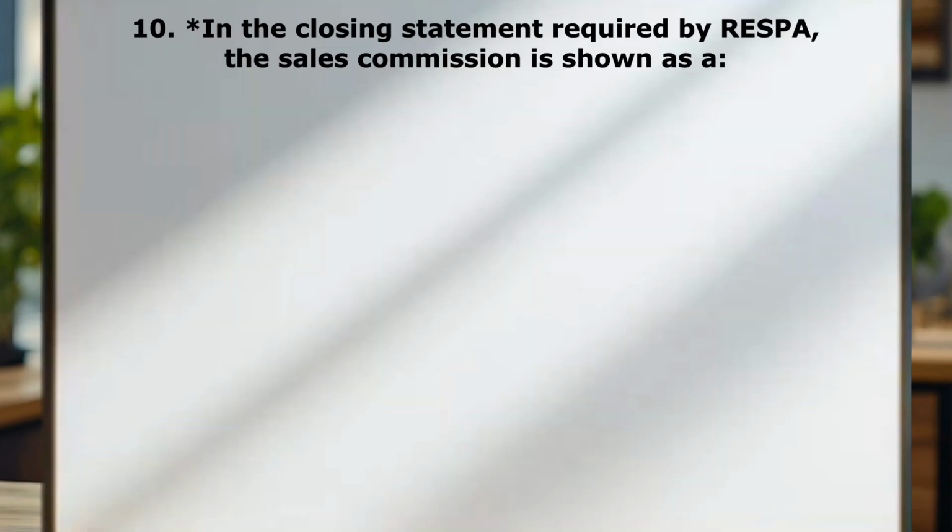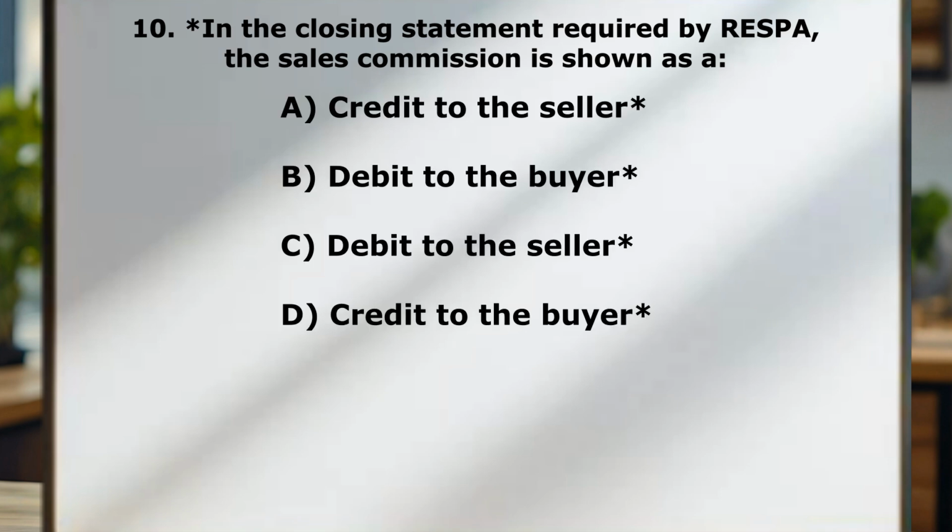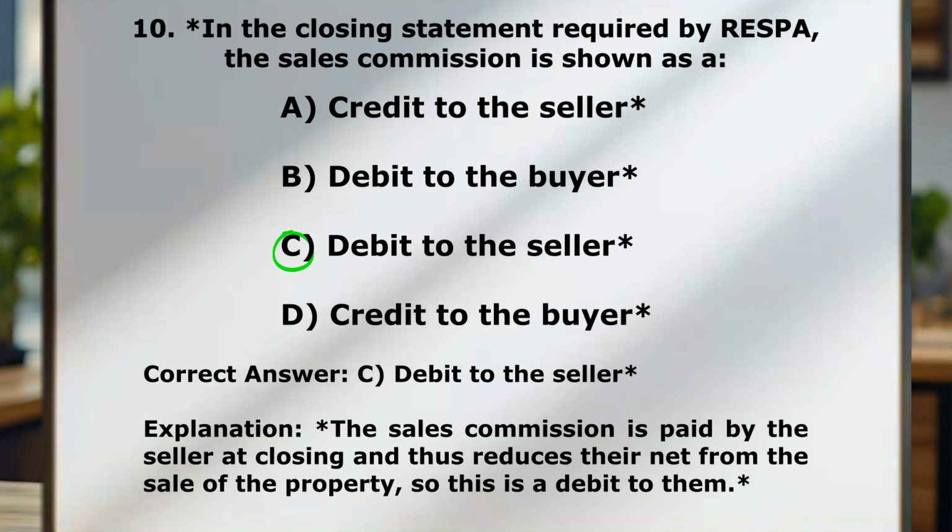You made it to the end. Last but not least, question number 10. In the closing statement required by RESPA, the sales commission is shown as A, credit to the seller. B, debit to the buyer. C, debit to the seller. D, credit to the buyer. Correct answer here is C, debit to the seller. So this question might need to be updated because buyers can also pay commission. But still, many times the seller is responsible for the sales commission. And so the sales commission, when paid by the seller at closing, reduces from their net from the sale of the property. So it would be a debit to them.